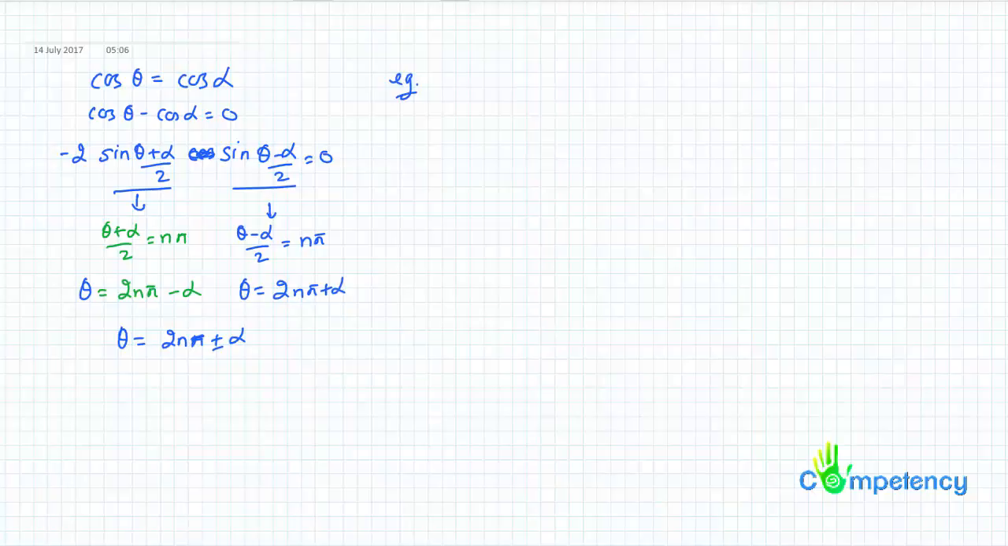Now take an example to understand this. Say for example, root 3 sec 2 theta equals 2. Our question has sec 2 theta, but the theorem was about cos. So we know that there is a relation between cos and sec: sec theta equals 1 by cos theta. So that means we can say that cos 2 theta will be equal to root 3 by 2.